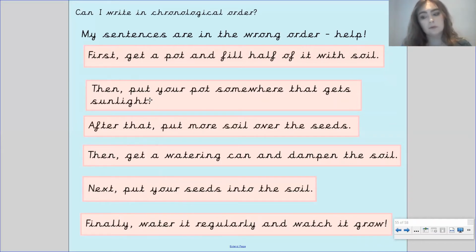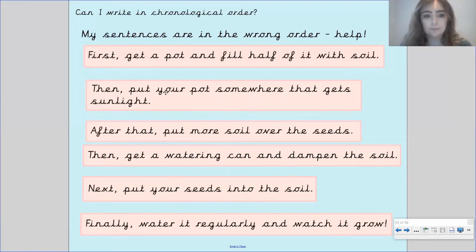So let's read through them and see what could come next. So we've already got the pot and it's filled halfway with soil. Then we've got, then put your pot somewhere that gets sunlight. After that, put more soil over the seeds. Then get a watering can and dampen the soil. Next, put your seeds in the soil. Now we know it's not going to be after that, put more soil over the seeds, because we haven't put any seeds in yet. So it's not going to be this one.